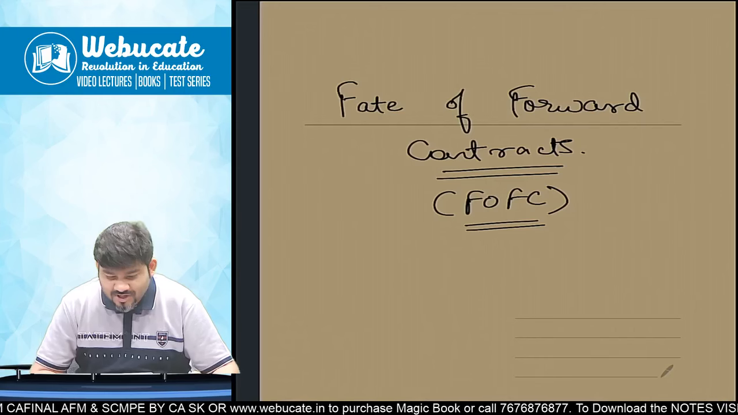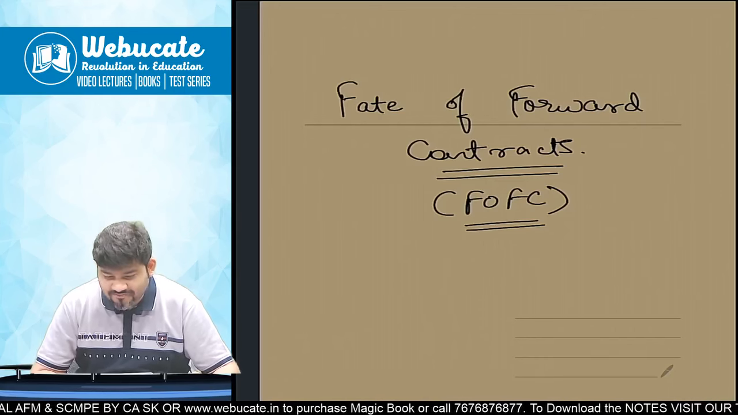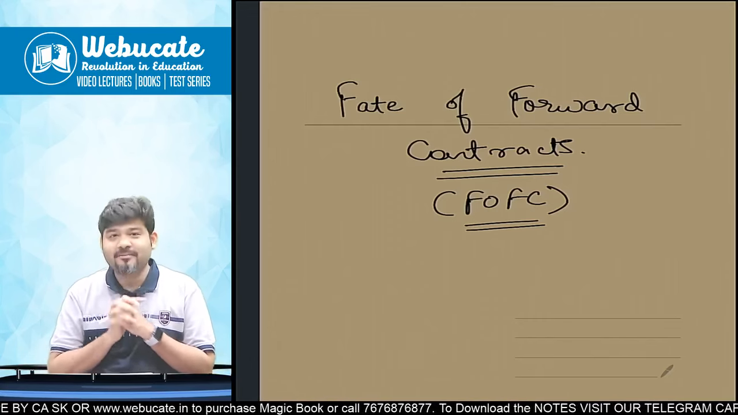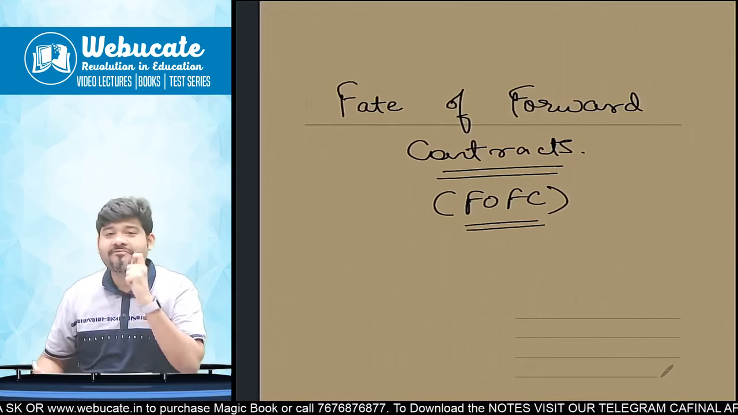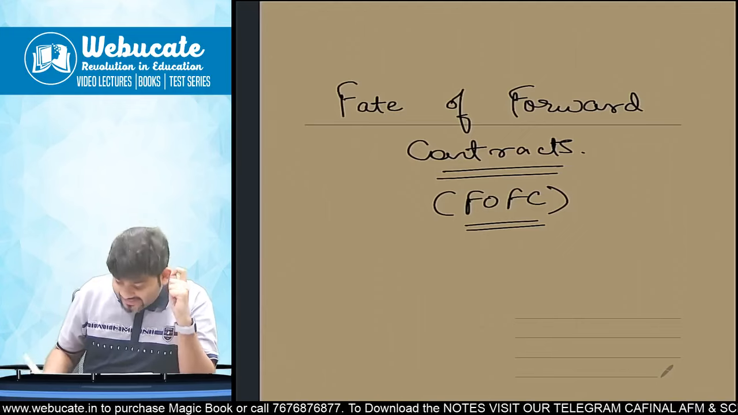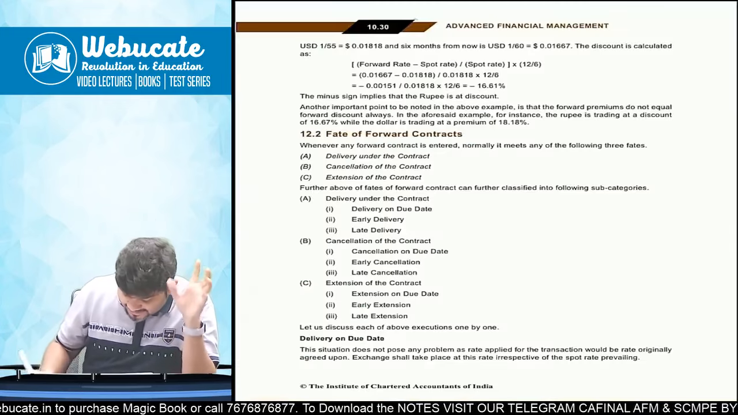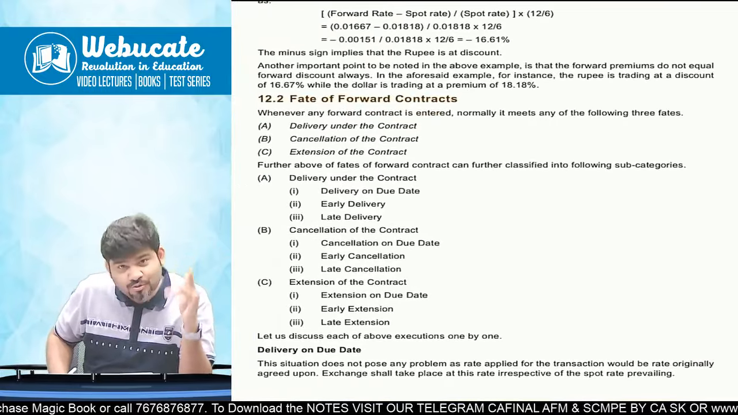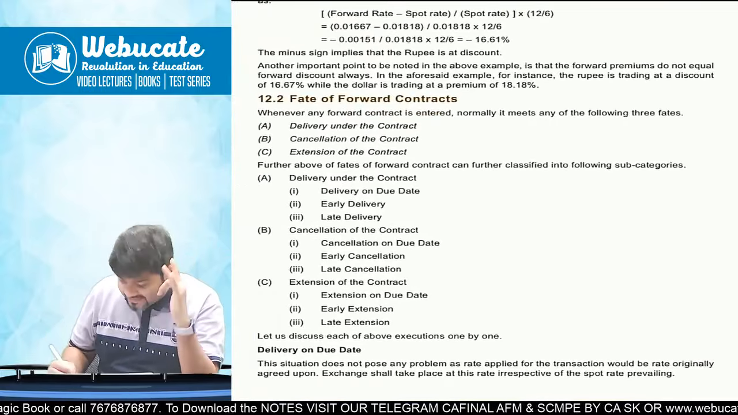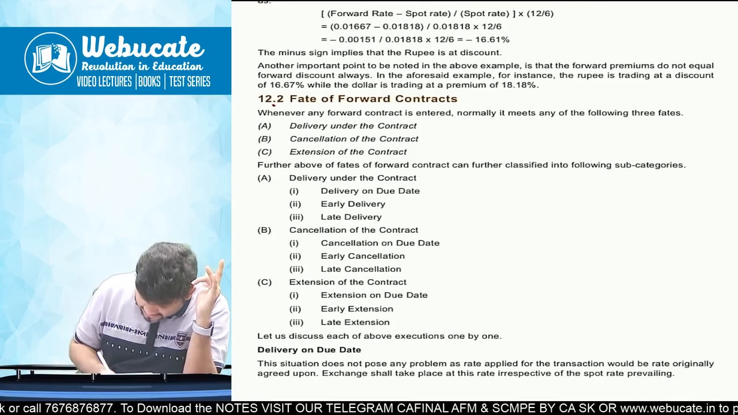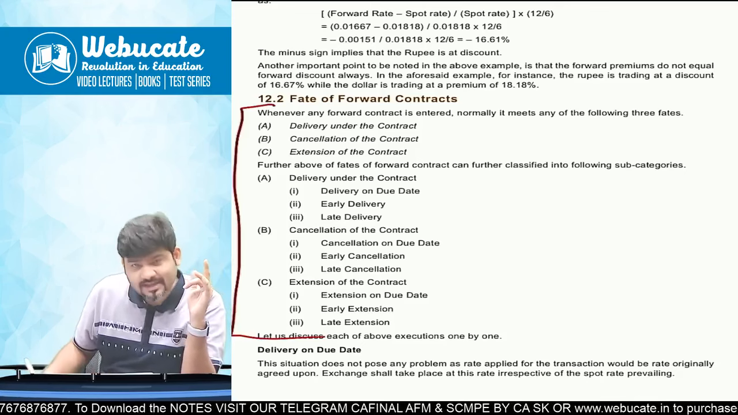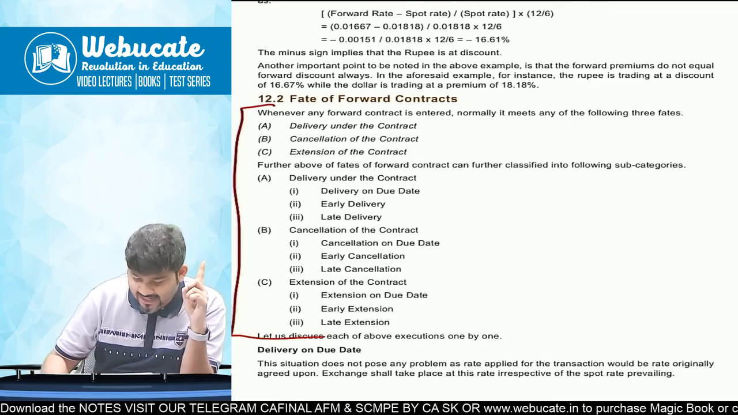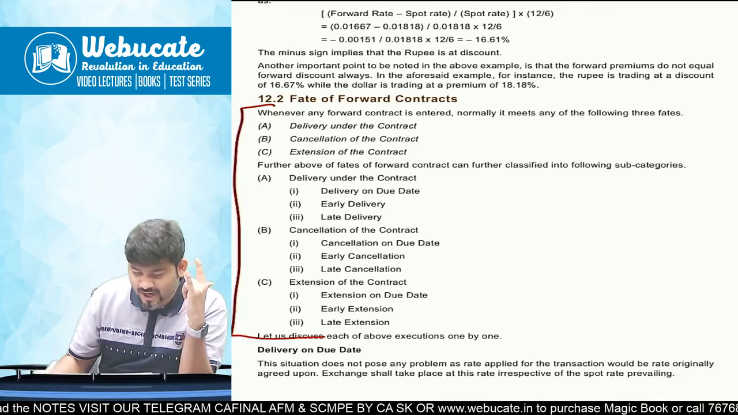Here we begin the journey of fate of forward contracts. I will be ensuring that all of the questions of your ICAI module are covered here, so ensure that the module is with you. Very high chances that ICAI will ask the question directly from here, and I will cover you with all the questions that are there. So are you guys with me, everybody?